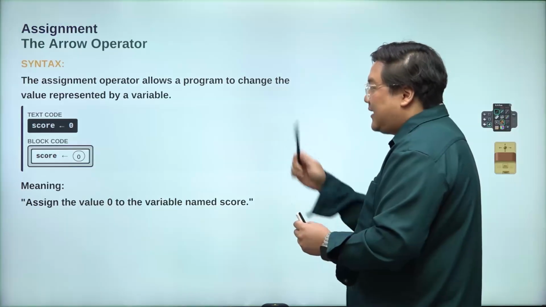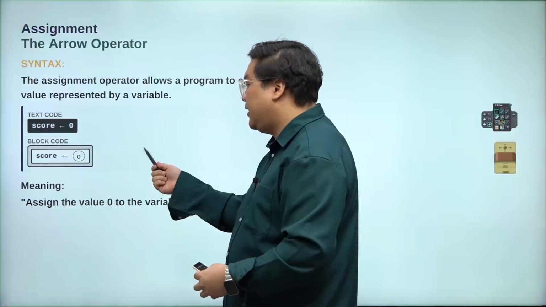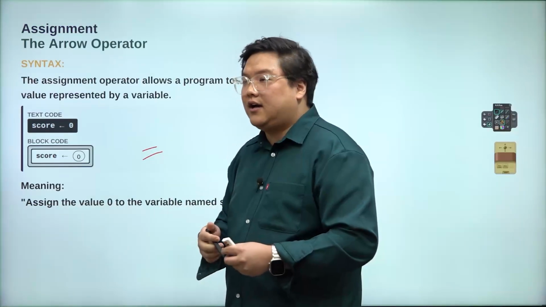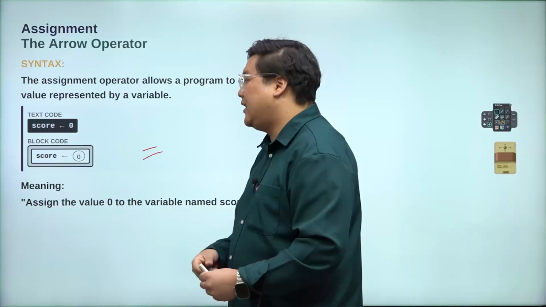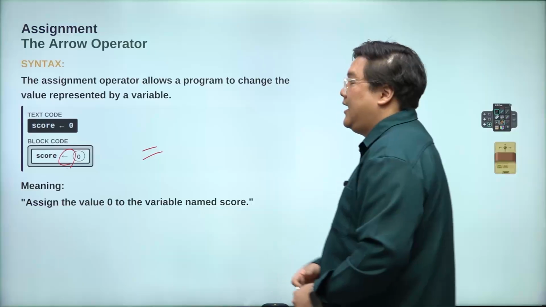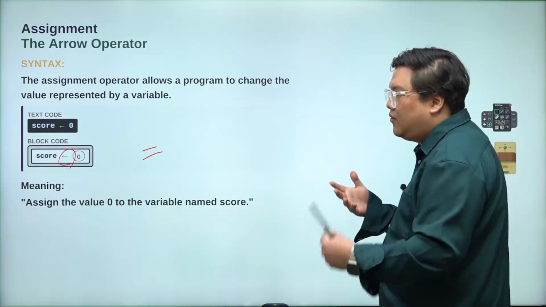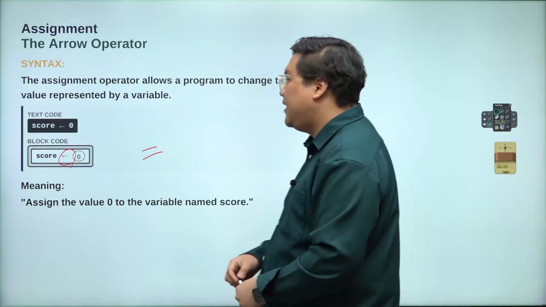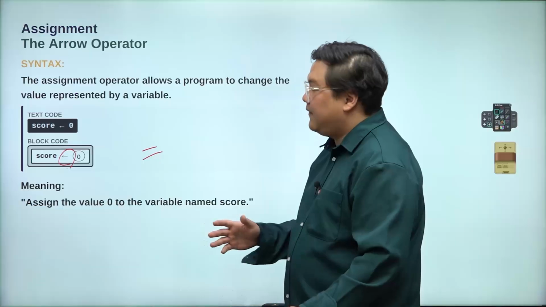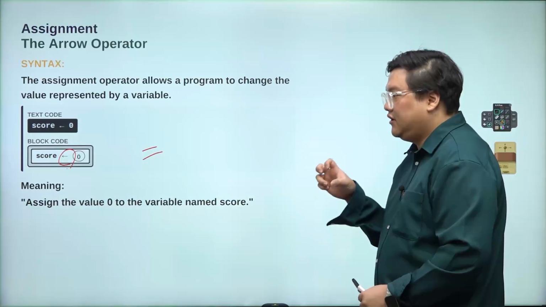So the assignment operator too, in regular coding, it's usually the equal sign. There are some languages out there, like R for statistical analysis, that use the arrow to assign values. And that's what the APCSP exam is going to use. So just don't get confused when you see the arrow, okay? That would be the case for both text code and block code. And this would assign the value 0 to the variable named score.